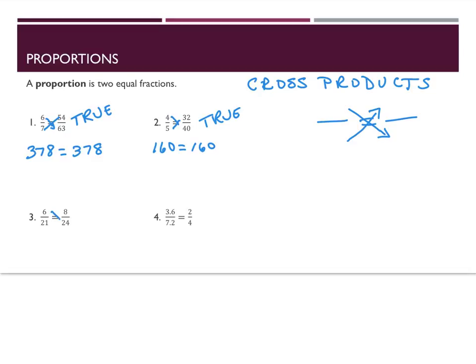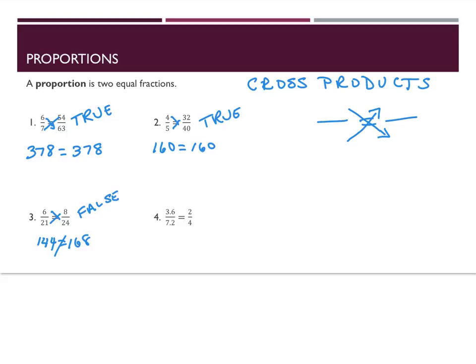First I want to do 6 times 24. That gives me 144. Next I want to do 8 times 21. That gives me 168. These two values are not equal. That means this was a false proportion. Two fractions were not equal, so I couldn't put an equal sign between them.